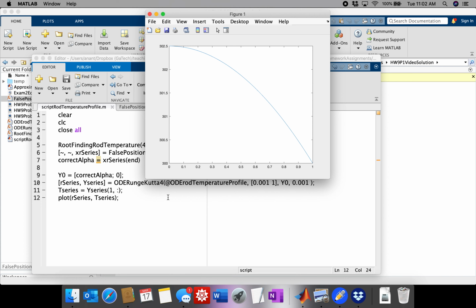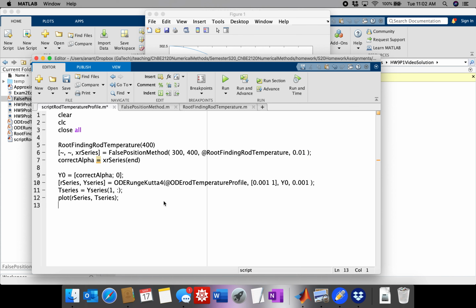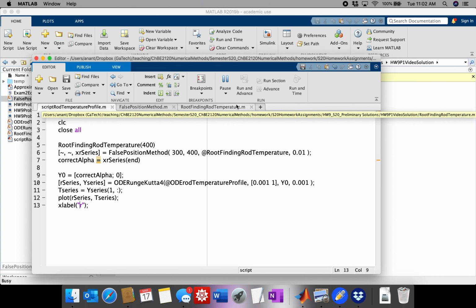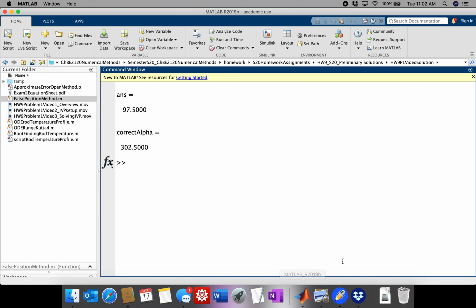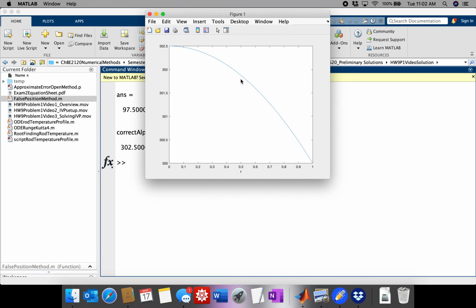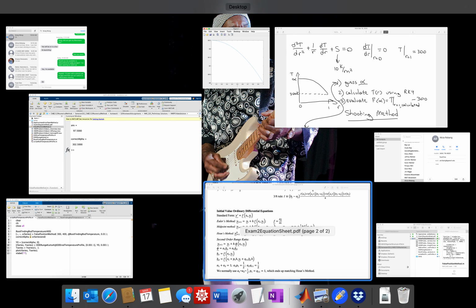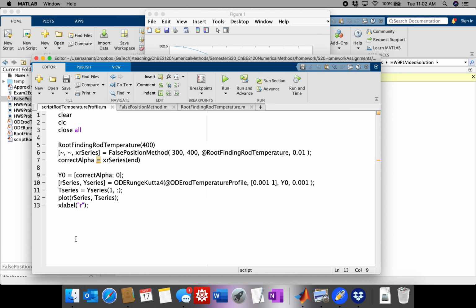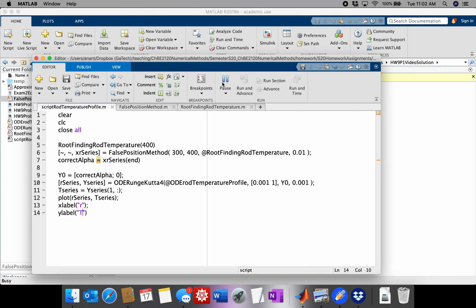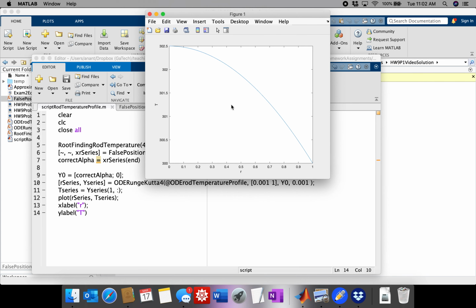You should probably label your axes. Make sure that's actually right. What did I do? Okay, so that is the right way to label an axis. I'll go ahead and label, all right, temperature versus R. That is the final answer to the problem.